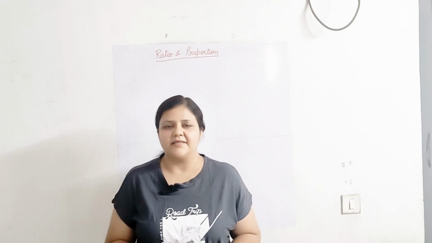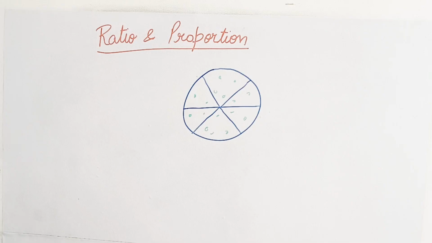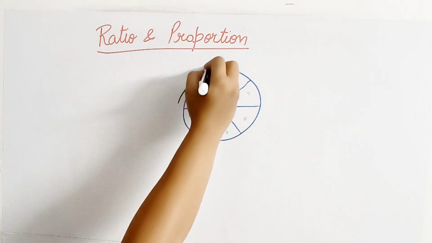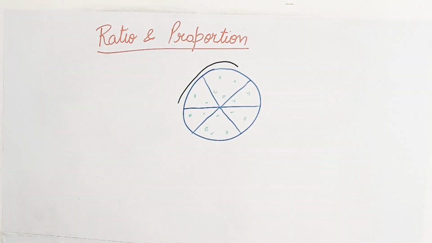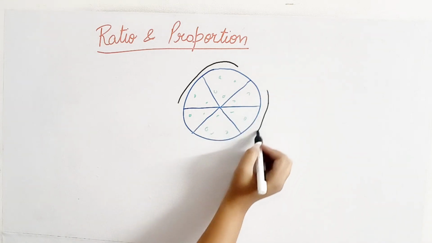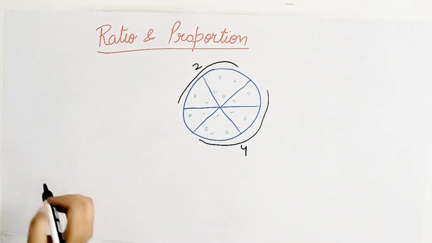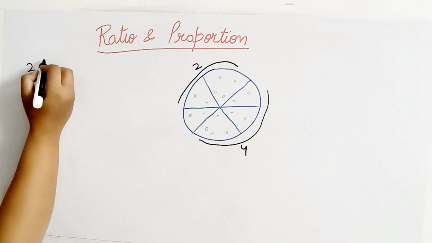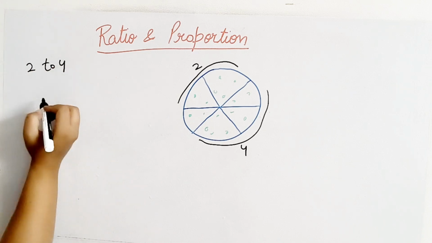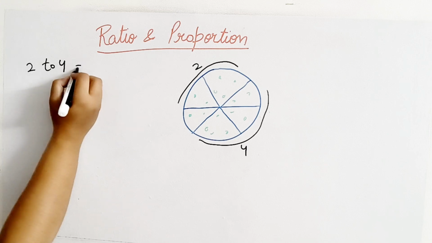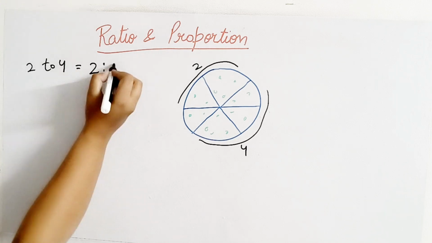So let's start. Imagine this. You and your friend order pizza. You eat 2 slices. Your friend eats 4 slices. So the comparison becomes 2 to 4. And in maths, we write it like this, 2:4.